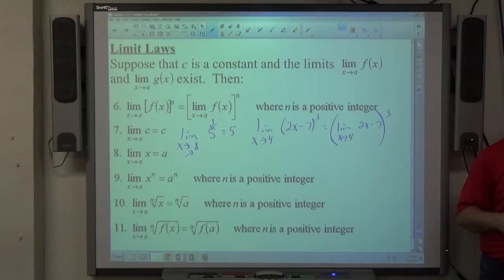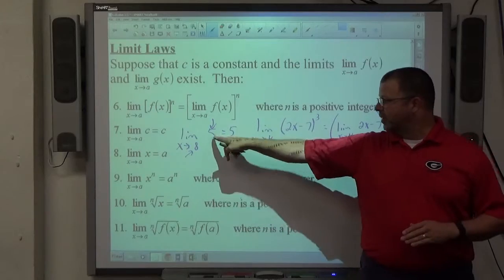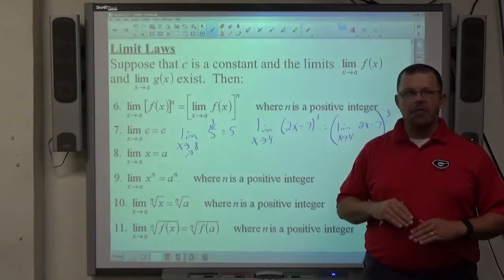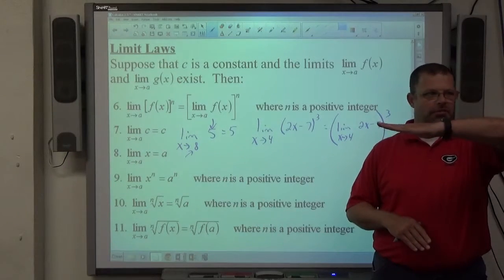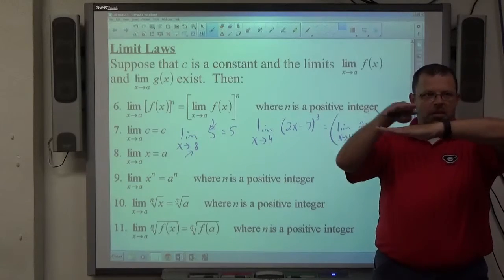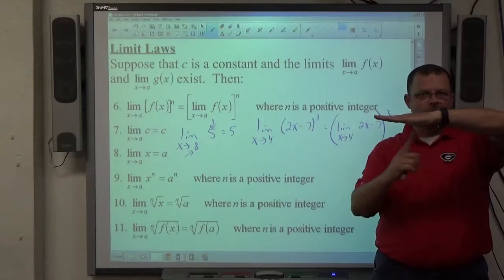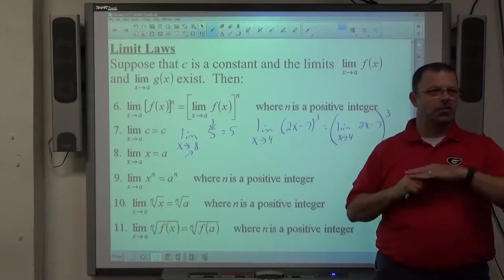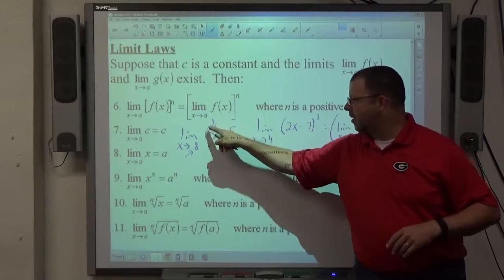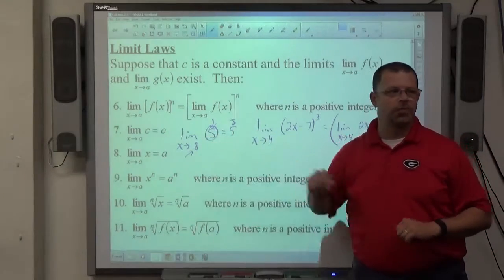Doesn't matter. Because this is the function we're considering. f of x equals 5 is a horizontal line at a height of 5. No matter what x value I'm getting close to, the height of this function is 5. It doesn't change. This is a constant function. The answer is going to be 5, no matter what this number is.